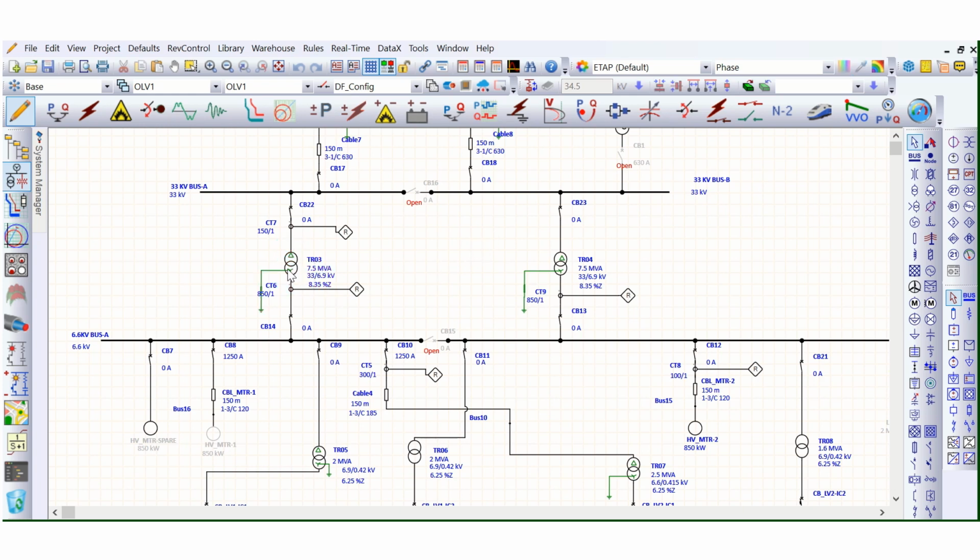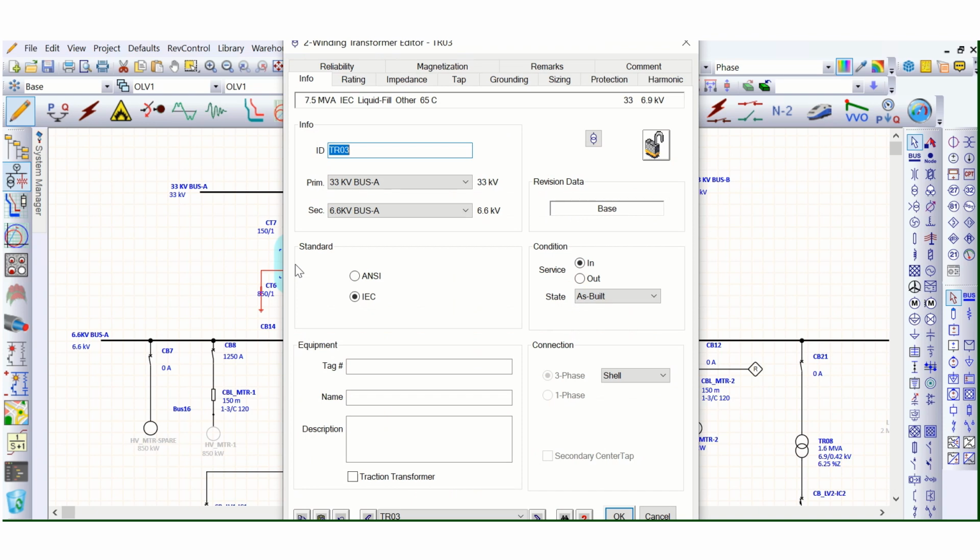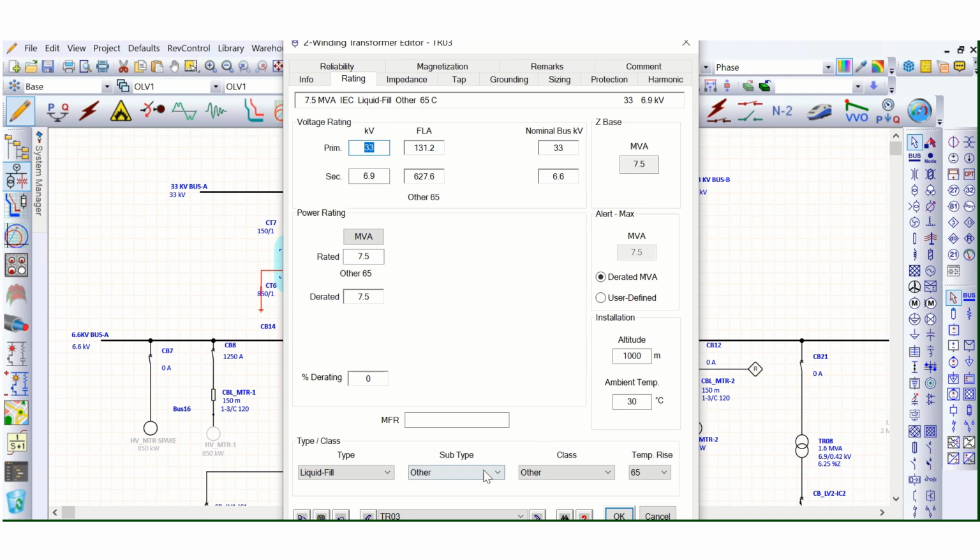Suppose for this transformer, if we go to the transformer tab here, go to the rating page, this is a 7.5 MVA transformer, base MVA is also 7.5 MVA. Okay, so you can put the user defined MVA or the derated MVA. Okay, so I am coming to this point.